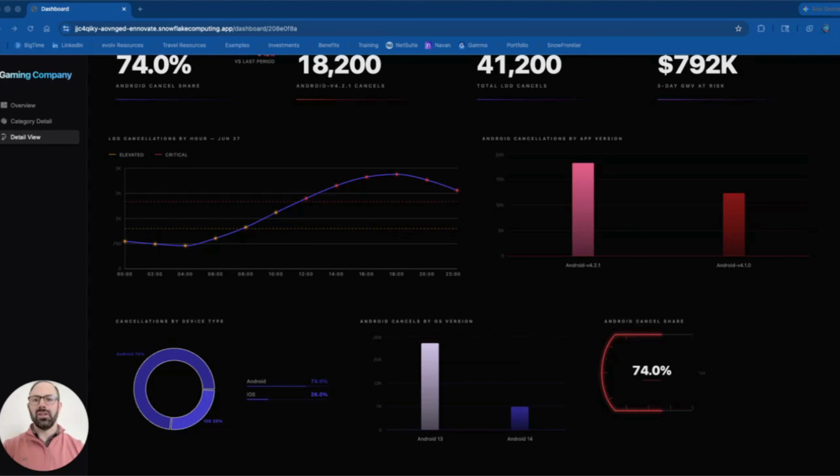And that's really the shift. From reporting on the marketplace after the fact to operating in real time, where you can detect issues early, diagnose them quickly, and ultimately protect GMV while it still matters.